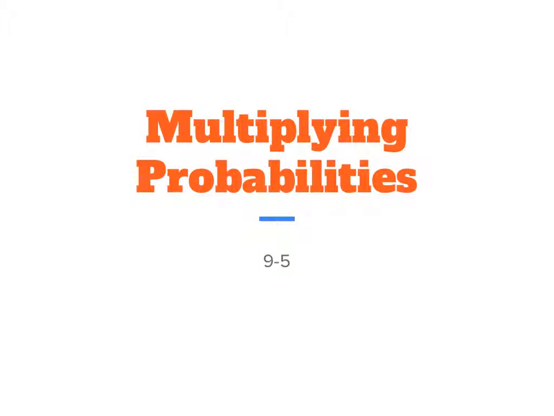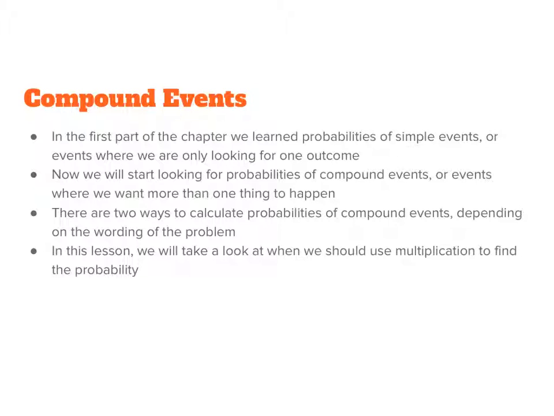Welcome to lesson 9.5. Today we're going to talk about multiplying probabilities. In the first part of the chapter we learned probabilities of simple events, or events where we're only looking for one outcome to happen. Now we will start looking for probabilities of compound events, or events where we want more than one thing to happen. There are two ways to calculate probabilities of compound events depending on how they word the problem. In this lesson we'll take a look at when we should use multiplication to find that probability.